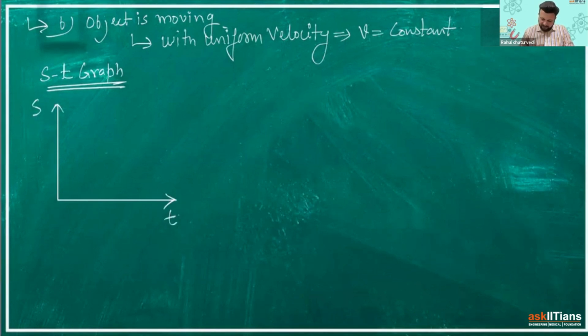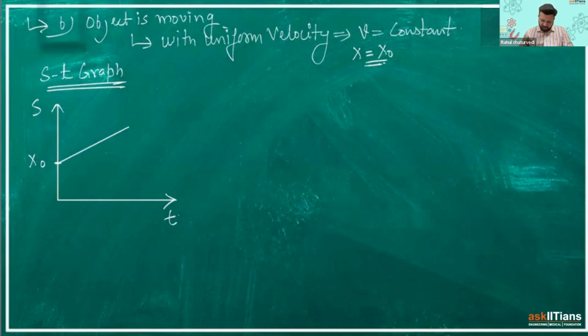suppose initially the position of an object is x equal to x naught. So this is the position. What I'm saying, x naught is the initial position. Since the object is moving with uniform velocity, and velocity is constant, we can say that the graph will be a straight line, right? So here the graph will be a straight line making some angle with the horizontal.